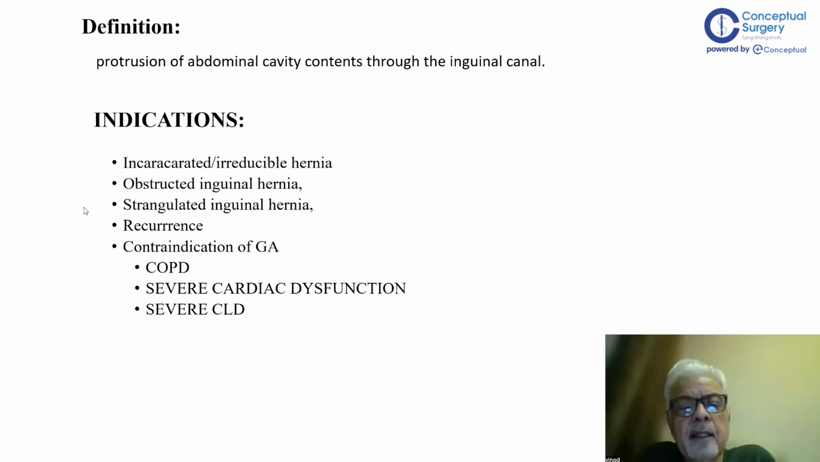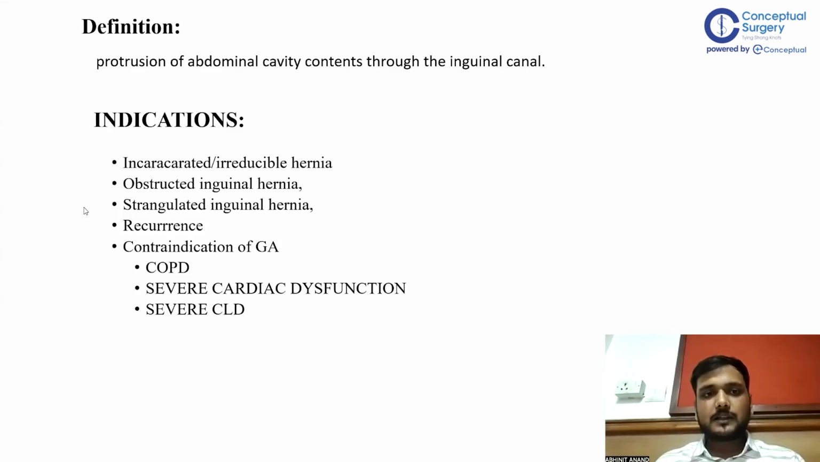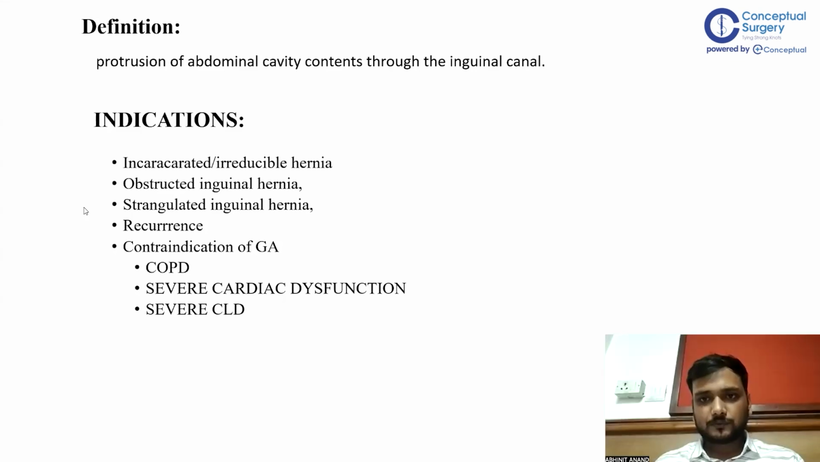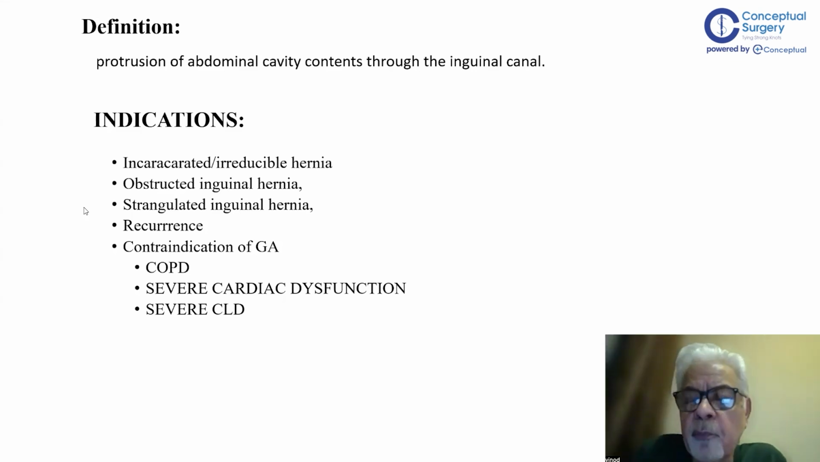What is this indication you are saying about, open? These are the indications of open groin hernia repair. So I think that is something which needs to be debated and discussed. All hernias can be operated by the open method. Every hernia can be operated by open methods, but there are few hernias which cannot be operated by the laparoscopic method.